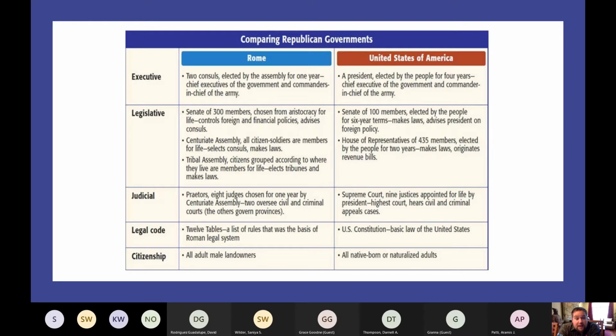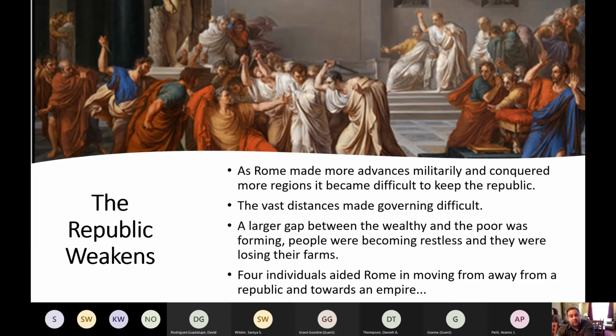In the legal code, they have the Twelve Tables, which is a list of rules that kind of ran the legal system, right? It told you what the crime was and what the punishment would be. We have the United States Constitution, which is our written form of government and written laws. Citizenship in Rome is just all adult male landowners, but in the United States, you're either native born or naturalized, right? You take the test or fulfill the requirements to become a citizen. Okay, so it's very similar, but some distinct differences between the two.